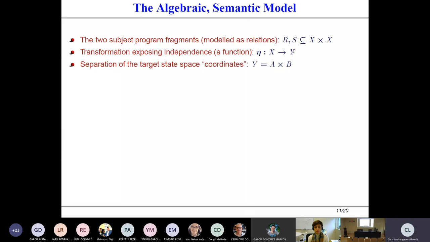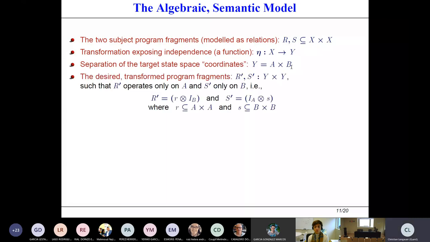And in Y, we need to have the criterion for independence, that is, the variables in Y need to be splittable into one set of variables that is only addressed by one of the assignments in the target program, and the other side only by variables of the other assignment in the target program. And then we need two target computations.